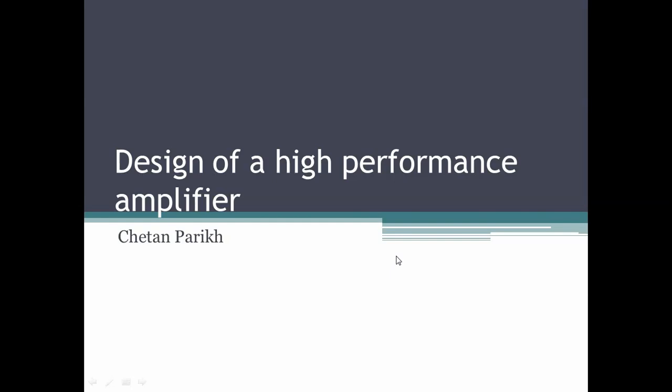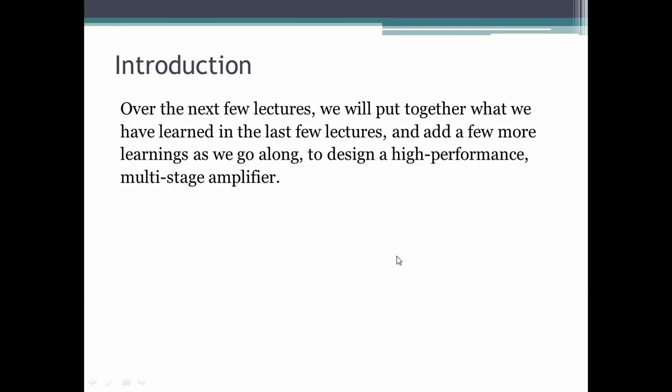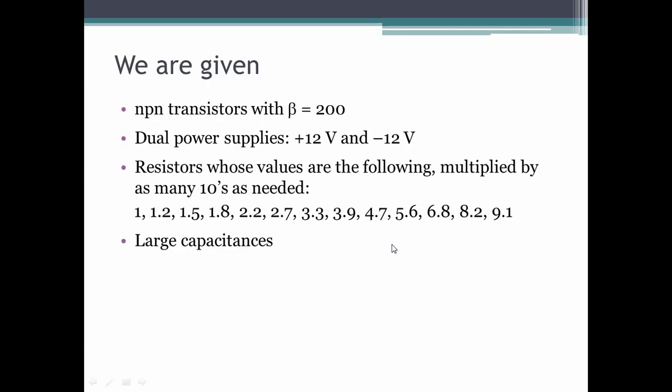So with this lecture, we'll begin the design of a high performance amplifier in which we'll put together everything that we've learned about designing amplifiers and add a few more things as we go along. And we'll end up with an amplifier that has performance parameters that are far superior than a single stage amplifier. So let's begin with what we are given and what the specifications are.